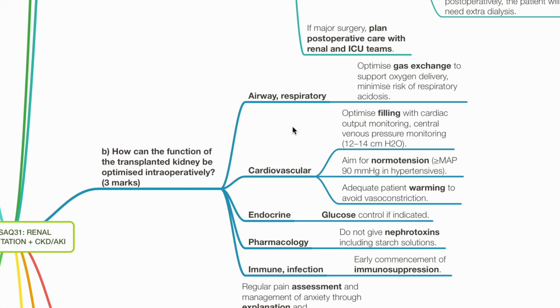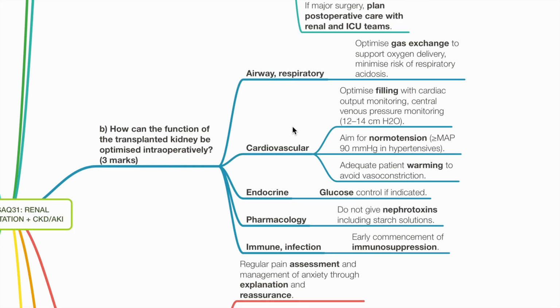Cardiovascular: optimize filling with cardiac output monitoring and CVP monitoring, aiming for 12 to 14 cmH2O. Aim for normal tension and a higher MAP such as 90 mmHg in hypertensives. Adequate patient warming to avoid vasoconstriction. Endocrine: glucose control if indicated. Pharmacology: avoid nephrotoxins including starch solutions. Immune and infection: early commencement of immunosuppression.